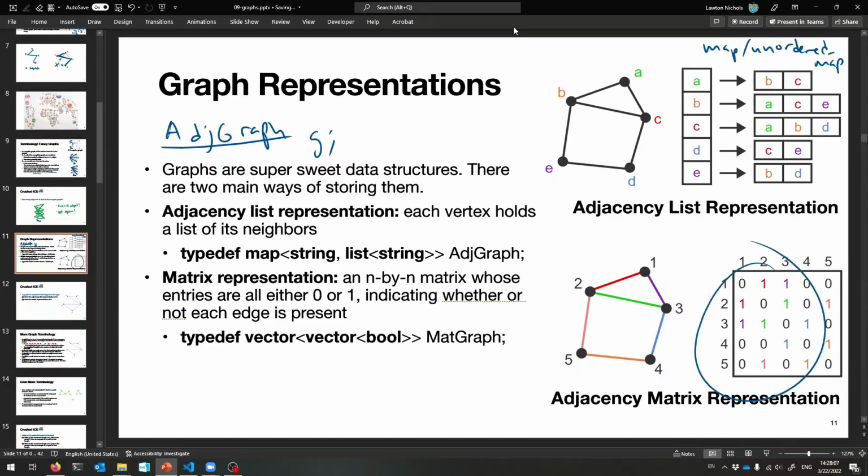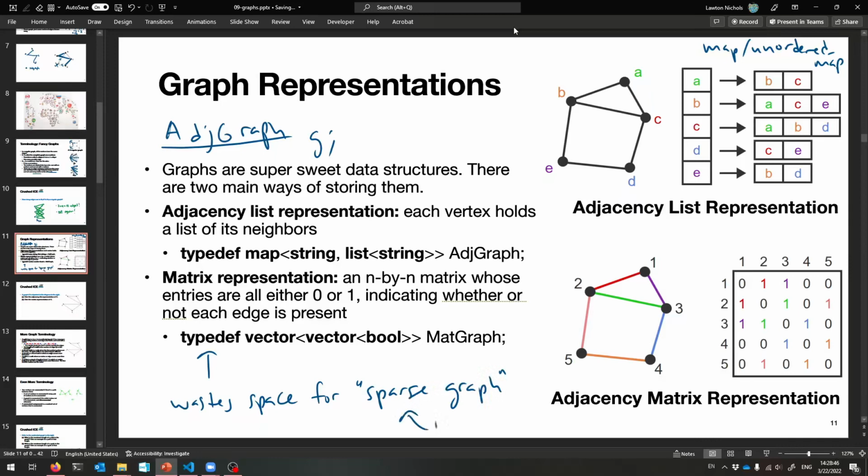You kind of have to use a bit more space to store the matrix, because you also have to say what's not there, zeros in addition to what is there, where adjacency lists only store what is there. You can make it a 2D vector of booleans, and so this kind of wastes space if there's not a lot of edges. The fancy word for graphs without a lot of edges is a sparse graph. It's barren. It's sparse, and that just means not many edges.